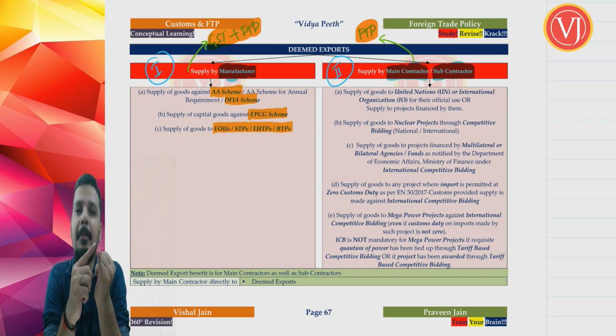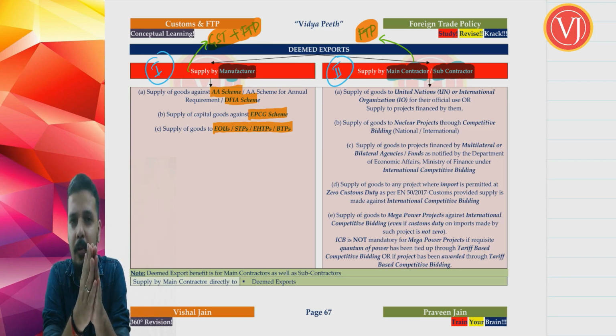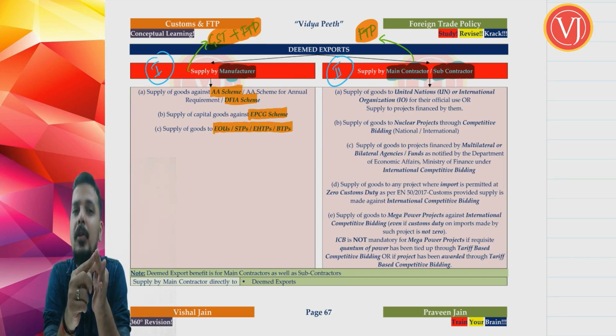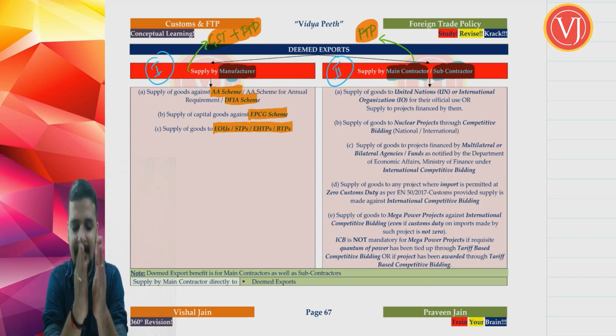What is that? You are supplying goods to an advance authorization holder or a duty free import authorization holder, or you are supplying capital goods to EPCG holder, or you are supplying goods, inputs or capital goods to EOU, EHTP, STP and BTP. That is the first part.